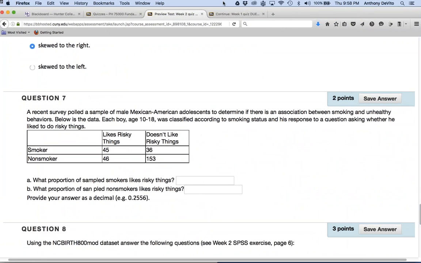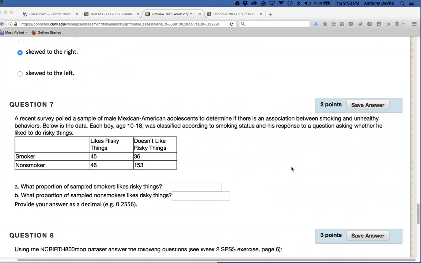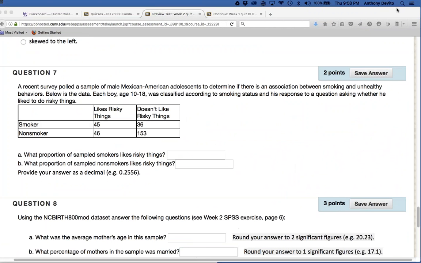Okay, so a recent survey polled male Mexican American adolescents to determine the association between smoking and unhealthy behaviors. Below is the data. Each boy aged 10 to 18 was classified according to smoking status and his response to a question asking whether or not he liked to do risky things. So let's see, smokers and non-smokers. This is an example of a crosstab, a cross-tabulation, also sometimes called a contingency table.